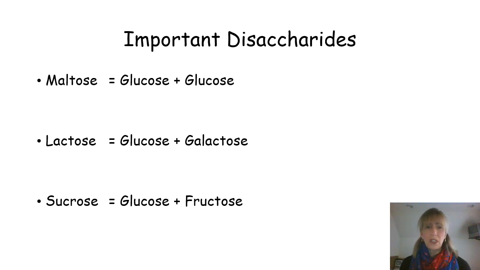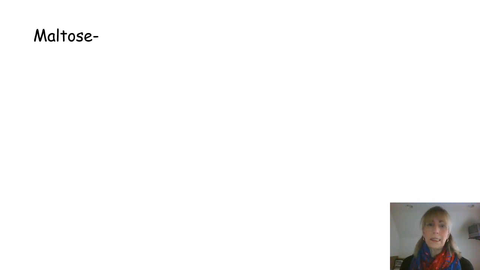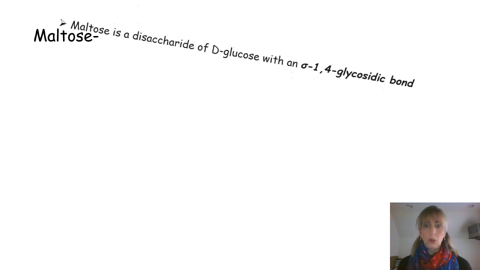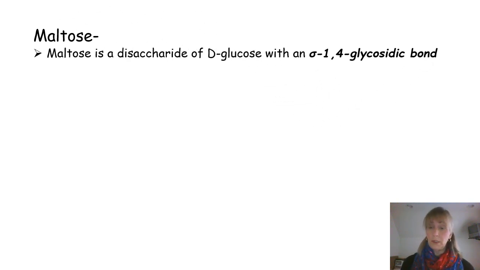So we've looked at all of these monomers. You should be familiar with them. Now we're going to begin linking them together. Let's begin with our maltose, glucose and glucose. Maltose, we said, is a disaccharide of D-glucose. So two D-glucose residues or units, and they're linked together with what we call an alpha 1,4 glycosidic bond.